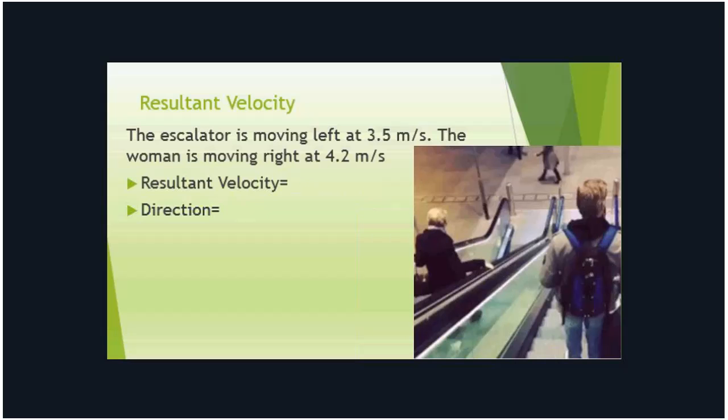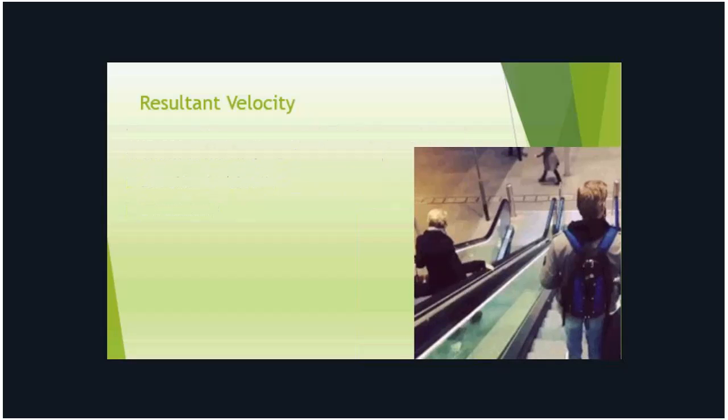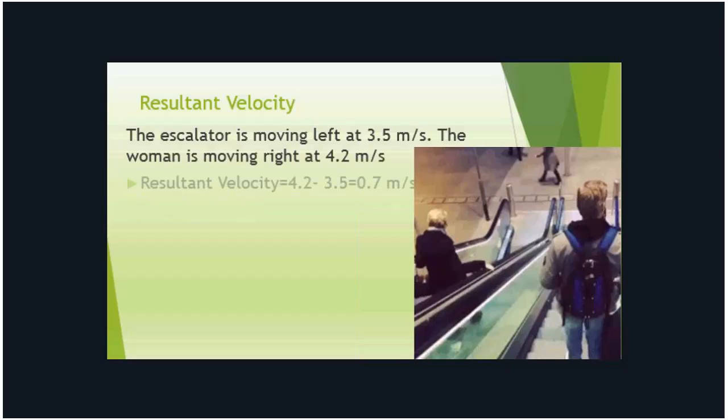The escalator is moving left at 3.5 meters per second. The woman is moving right at 4.2 meters per second. Right and left are opposite directions, so you need to subtract those two numbers. So take 4.2 minus 3.5, and that gives you 0.7 meters per second. The direction is right because 4.2 is a larger number than 3.5.